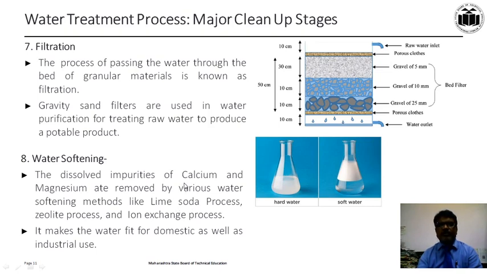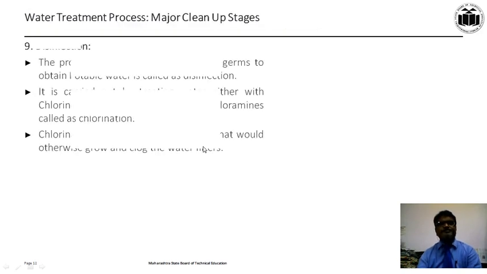So the hardness of water is only because of the calcium and magnesium presence in water. So that can be removed. Hardness of the water can be removed by either lime soda process or zeolite process or ion exchange process. By using this process, the water will become fit for domestic use. Water will become softer and it can be used for domestic use.